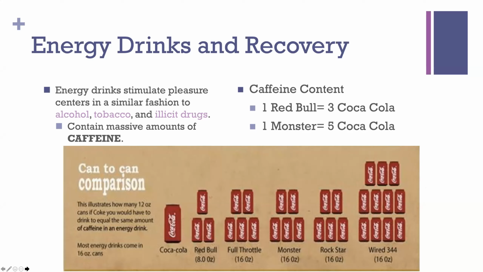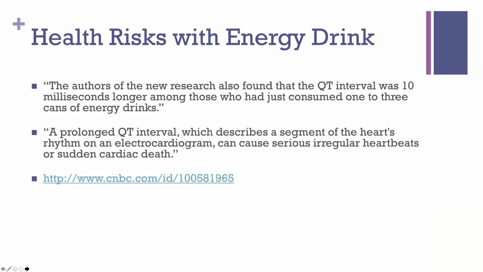But that is something that a lot of people don't know. They don't realize it's in that much. So we give them that. So here's a health risk. And so what happens, y'all? Guess what? We have a prolonged QT interval, which describes a segment of the heart's rhythm on an electrocardiogram that causes serious irregular heartbeats or sudden death.